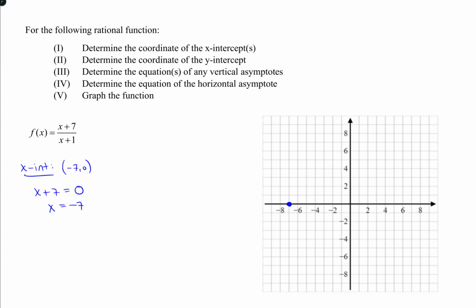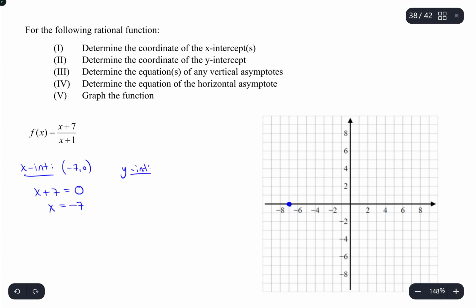All right, then y-intercepts. Y-intercepts are really just as easy. All we do is we take the ratio of the constant terms, and so it's going to be 0 and whatever that ratio is, and in this case that's just 7. So (0, 7) is a y-intercept.